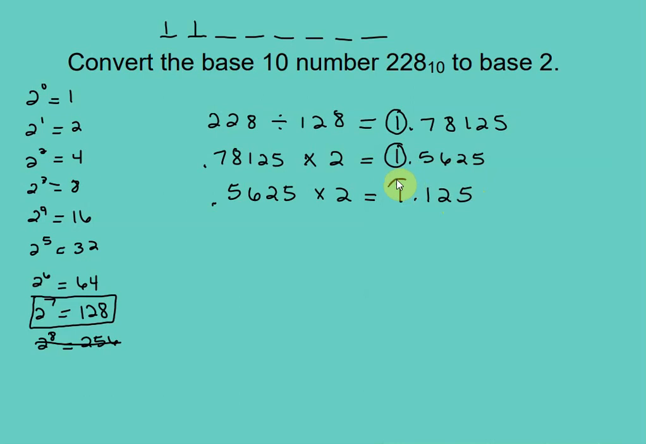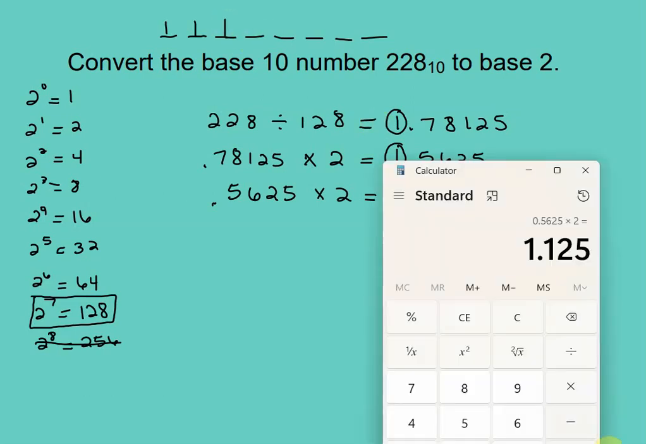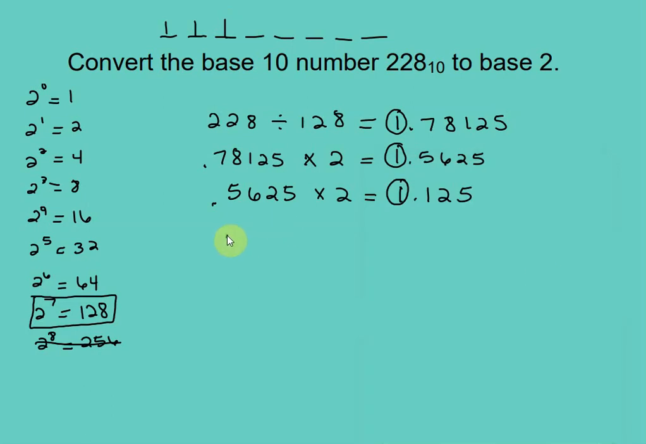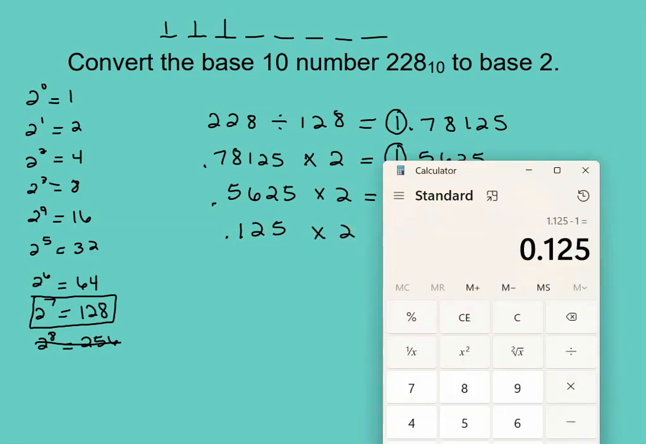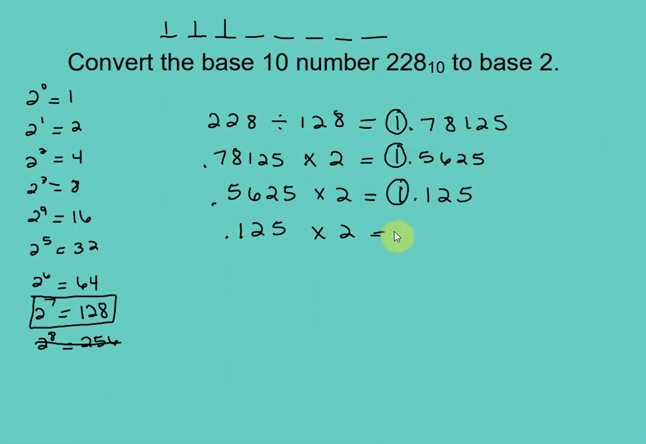1.125. This 1 is my next digit. In my calculator, I'm going to subtract 1. So I have 0.125. Multiply that times 2, and I get 0.25. Okay, so 0.25. Well, 0 is my next digit.